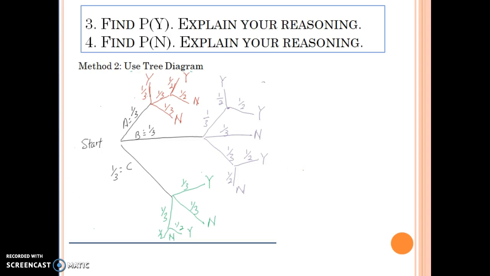All right, now we're going to look at a different method. A different method is using tree diagrams. Using tree diagrams, you are going to calculate all the possible outcomes of getting a yes and all the possible outcomes of getting a no. Okay, which might be a little lengthier than we want.